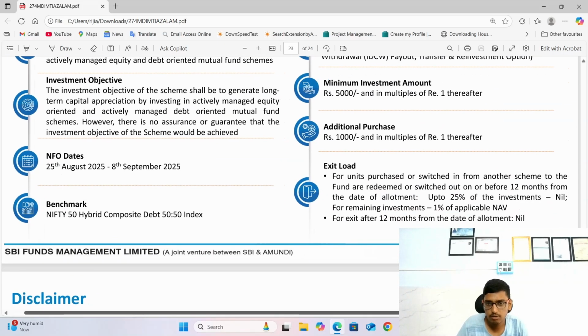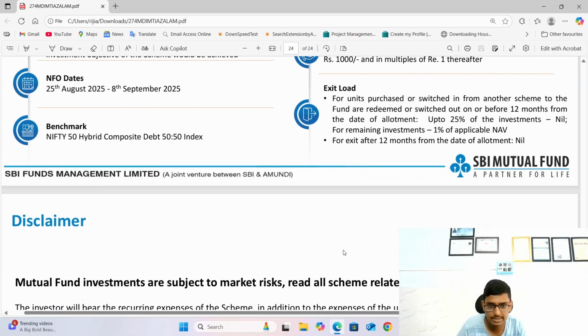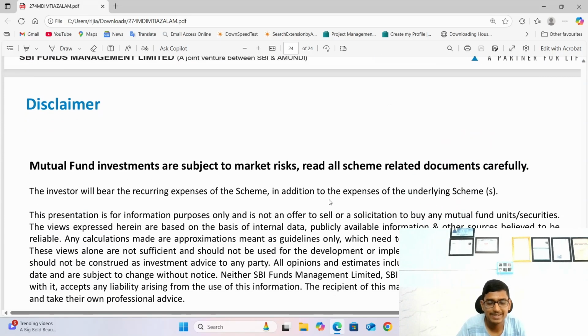Let's see what the exit load is here. For units purchased or switched in from another scheme, if redeemed or switched out on or before 12 months from the date of allotment, up to 25% of the investment is nil. For the remaining investment, 1% of the applicable NAV. So if you sell your units before 1 year, up to 25% there will be no exit load, and after that 25%, for the next 75%, there will be an exit load of 1% of the applicable NAV. Up to 12 months, no exit load. And the last thing is mutual fund investments are subject to market risks. Read all the investment documents carefully before investing.